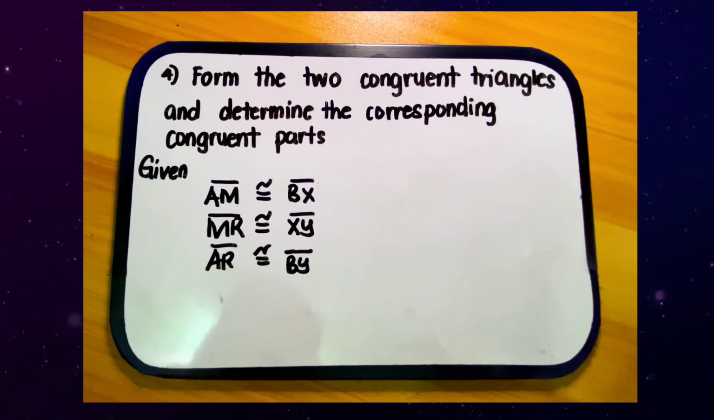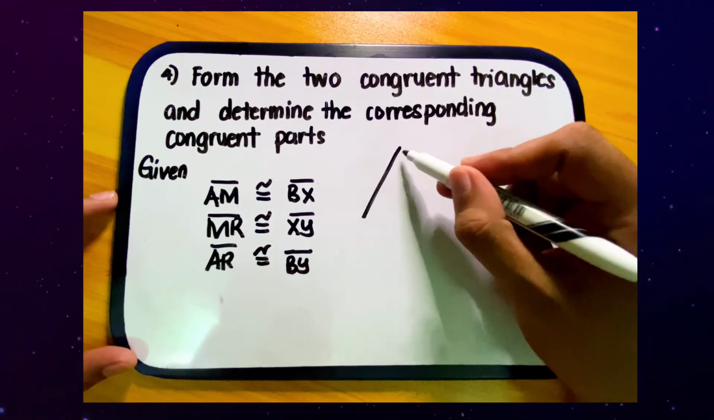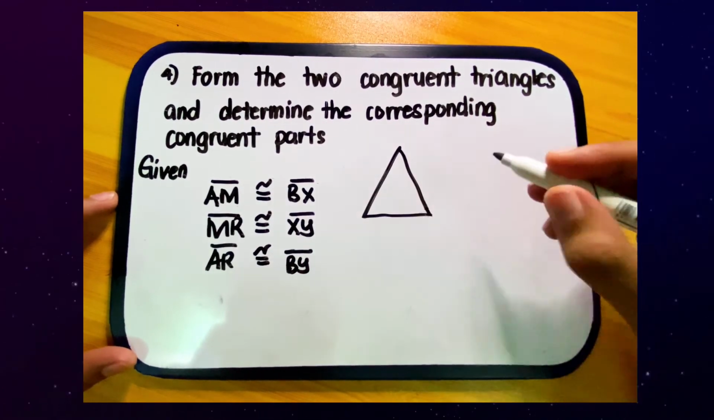For number 4, we have this problem. Form the two congruent triangles and determine the corresponding congruent parts. So you have the given. Side AM is congruent to side BX. Side MR is congruent to side XY. And side AR is congruent to side BY. So first, you will draw two triangles. So just simple triangles.